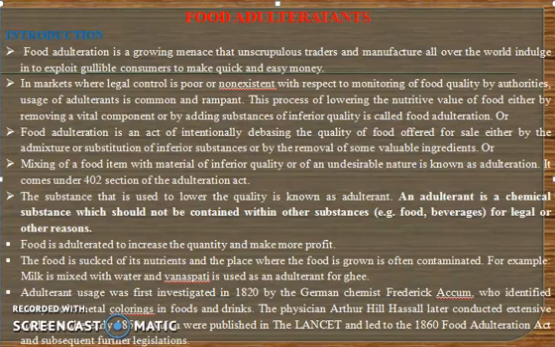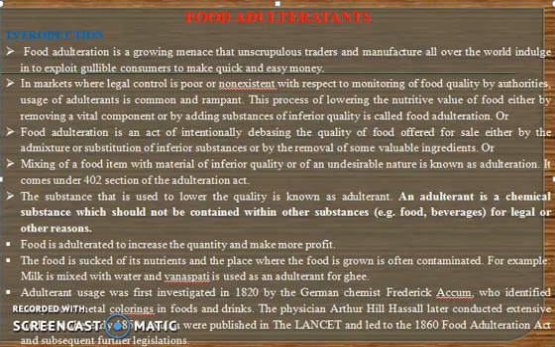So anything which is added into foods or during manufacturing of the foods for easy making of money or quick money, certain traders, certain manufacturers are utilizing. So to detect this, there are certain chemical methods too. But we have to understand what is food adulterants.